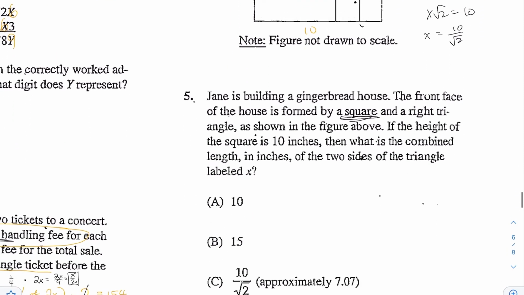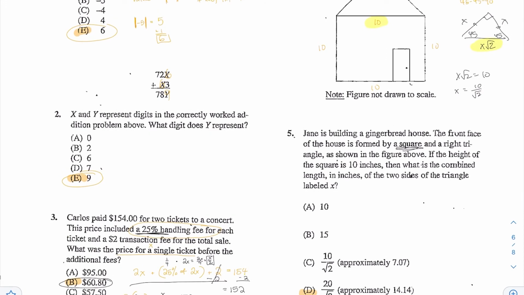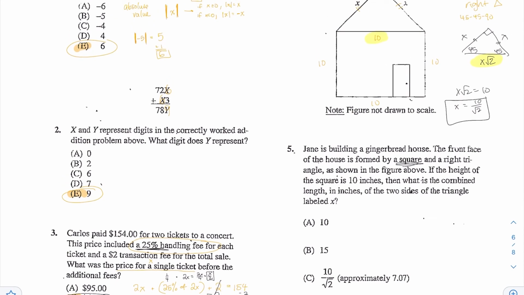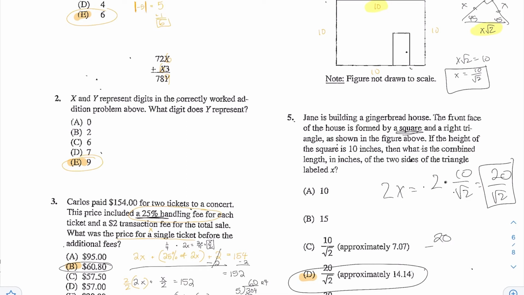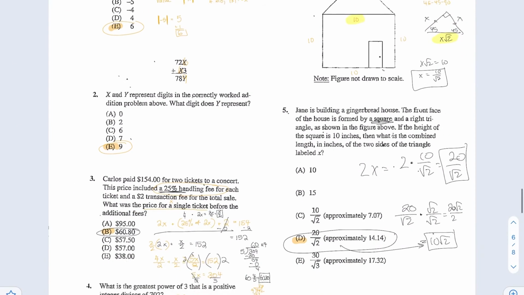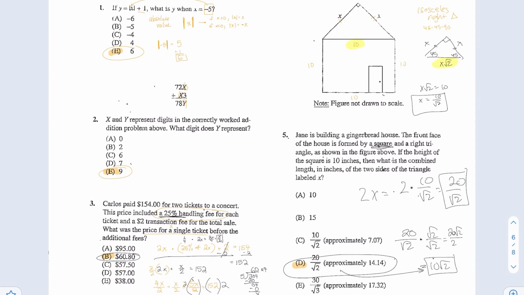Your combined length will be, because you have two of them, 2x, or 2 times 10 over root 2, which is equal to 20 over root 2. You can see that in choice D. It has not been simplified, but you can simplify it. Remember to rationalize the denominator. Multiply by root 2 over root 2, and you get 20 root 2 over 2, which is equal to 10 root 2. So that's just another way of rewriting this. But the answer is approximately 14.14. Choice D.